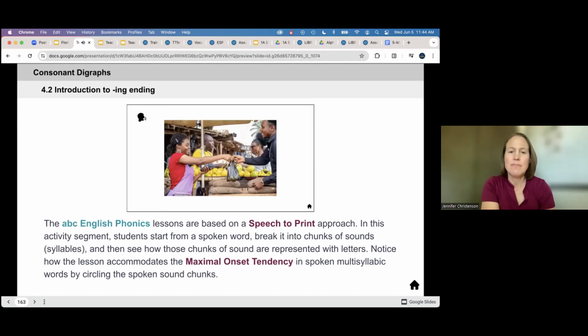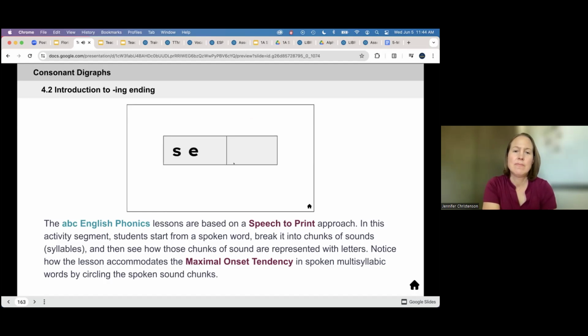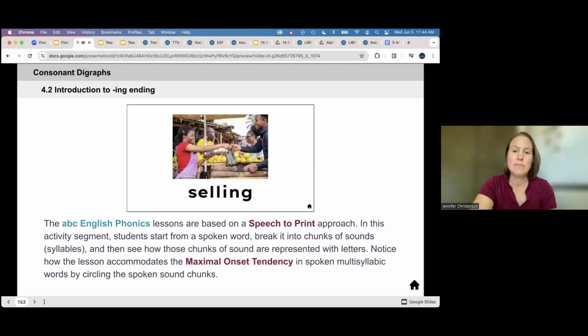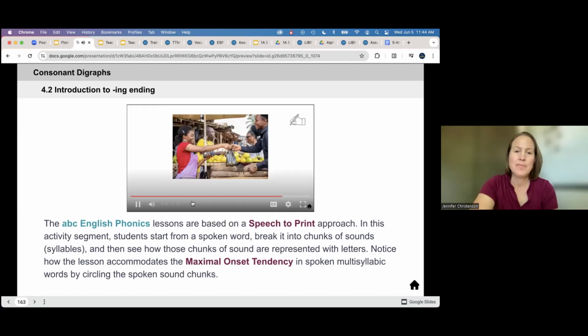Good job. Can you say the word again and break it into two syllables? Sell-ing. Got it. Okay. So here's selling. So we put the l together with ing. Sel-ling. Yeah. Oh, sorry. Read it again. Sel-ling. Yeah. So read the two syllables. Sel-ling. Yeah, nice job. All right. Can you write that in your notebook? Okay.